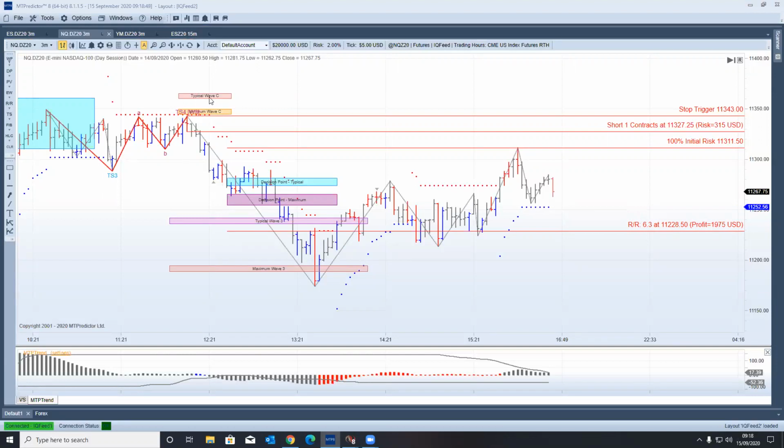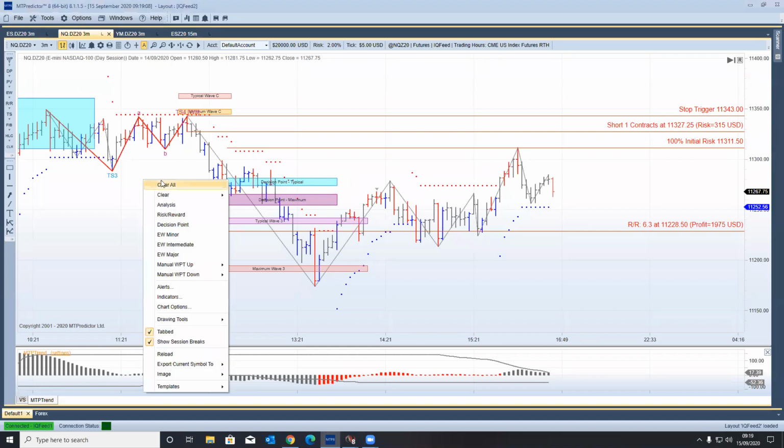Yeah, Sylvian, the minimum wave C doesn't have to touch it. It has to be just close. That's what the math says. It has to be just within a whisker of the levels. So that's a very nice trade indeed.